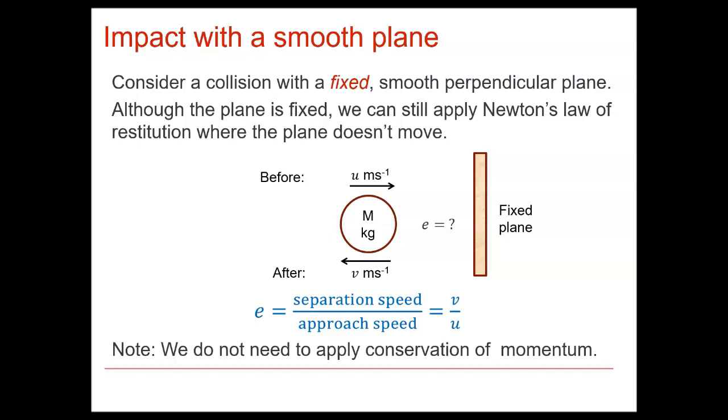We can just assume that the Earth is going to stay exactly where it is in this collision, and so the only speeds involved are the speed at which the object is approaching this fixed plane and the speed at which it is leaving this fixed plane. And so the coefficient of restitution is defined in exactly the same way, separation speed over approach speed, and we go from there.